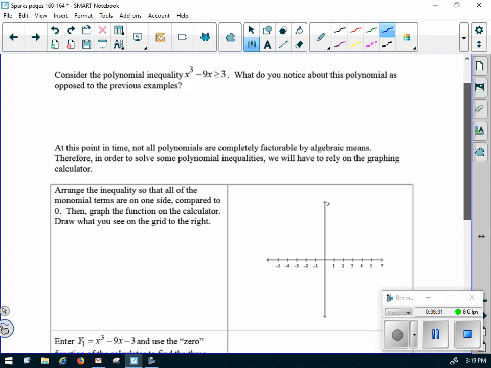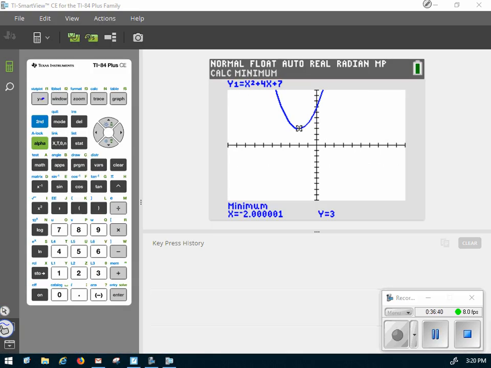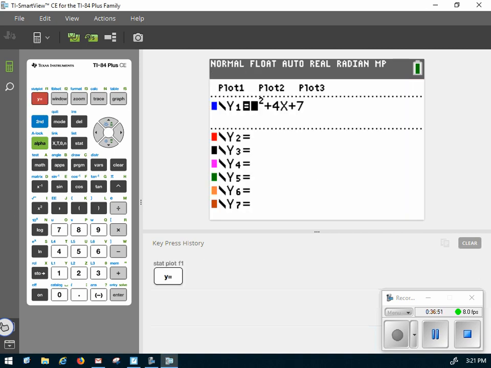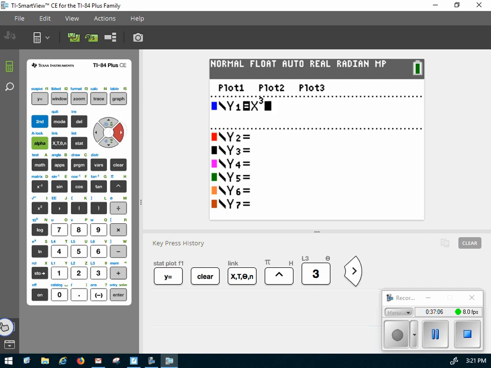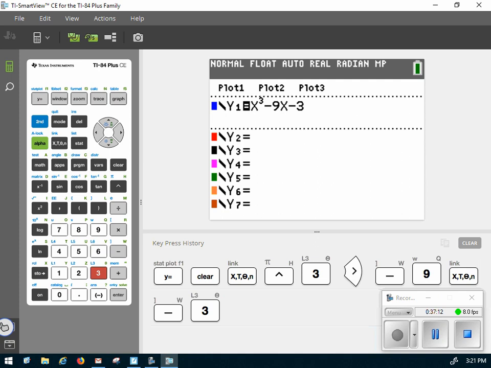Consider this polynomial inequality. What do you notice about this one that's different from the previous ones? Okay. I'm going to trust that you guys know how to graph on your graphing calculator. If we set that thing equal to 0, what's the equation going to be? X cubed minus 9x minus 3? Okay, let's just have a look-see at that.